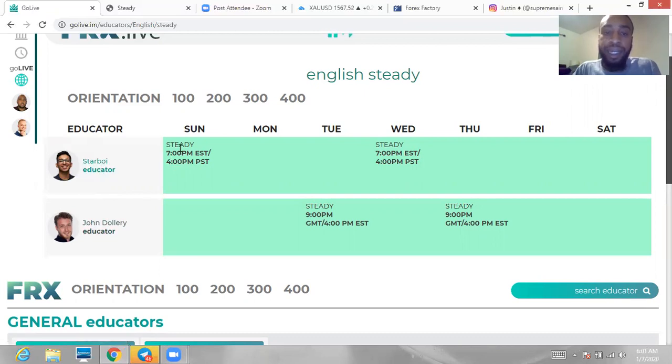Now, this is the time he gets on Sundays and Wednesdays. This is the time he gets on Tuesdays and Thursdays. If you feel as though you're looking at these times and you're like, I either work on those days or I don't feel like I would ever have the ability to get on at that time, that is perfectly okay.